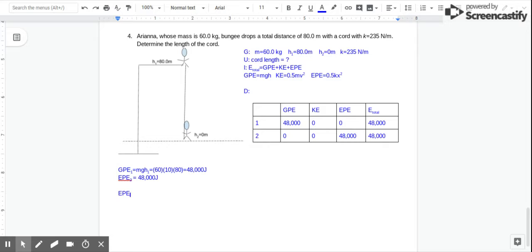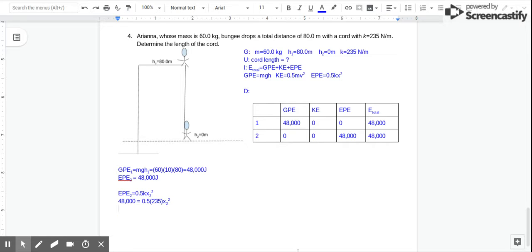Because we know EPE2 is 1/2 k x2 squared. Okay. Here's the good thing. We don't know x, but we do know k. k's up there, it's 235. So we're just going to plug into that and then we can find x. You still might not know what to do with that, but I'll help you. So 48,000 is 0.5 times k, 235, times x2 squared.